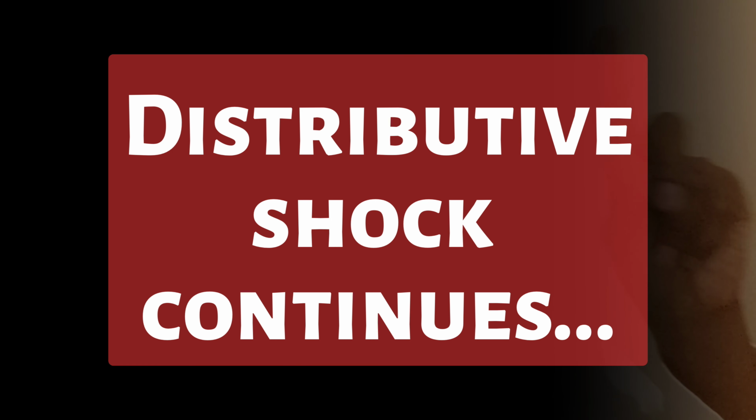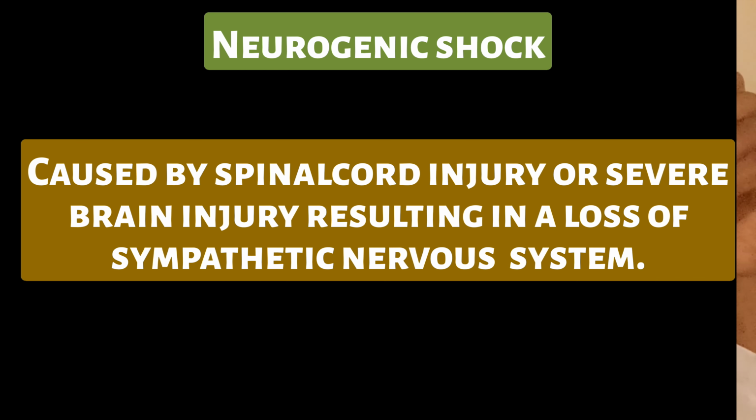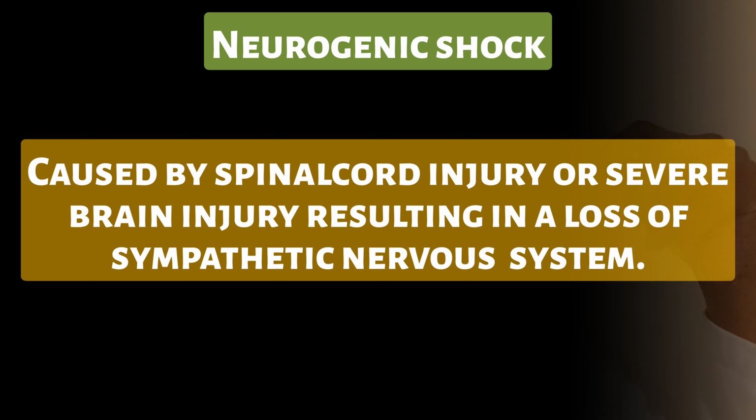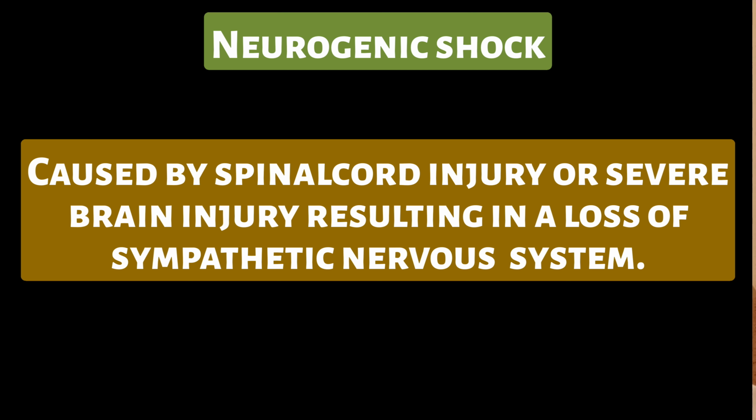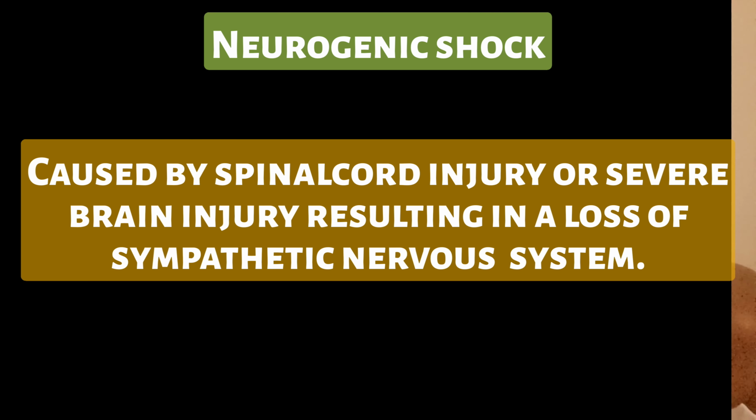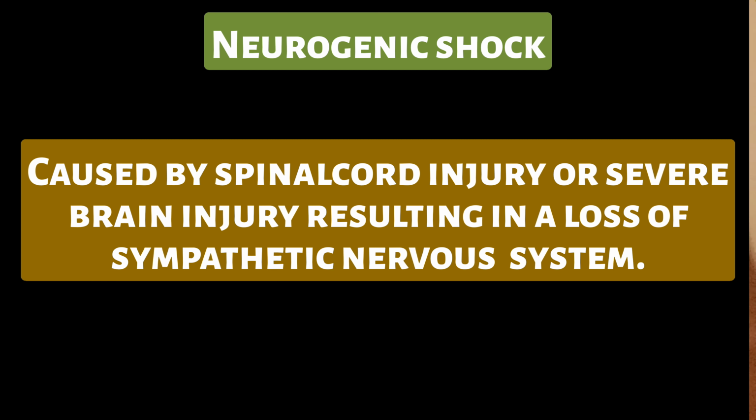We are in the third one, under distributive shock. So you have neurogenic shock. Neurogenic shock is typically caused by spinal cord injury or severe brain injury. So neurogenic shock is basically if your nervous system is hurt, if your spinal cord is hurt, your spinal cord allows the passage of nerves, and if your spinal cord is hurt, most of the functions of the nervous system are going to be affected.